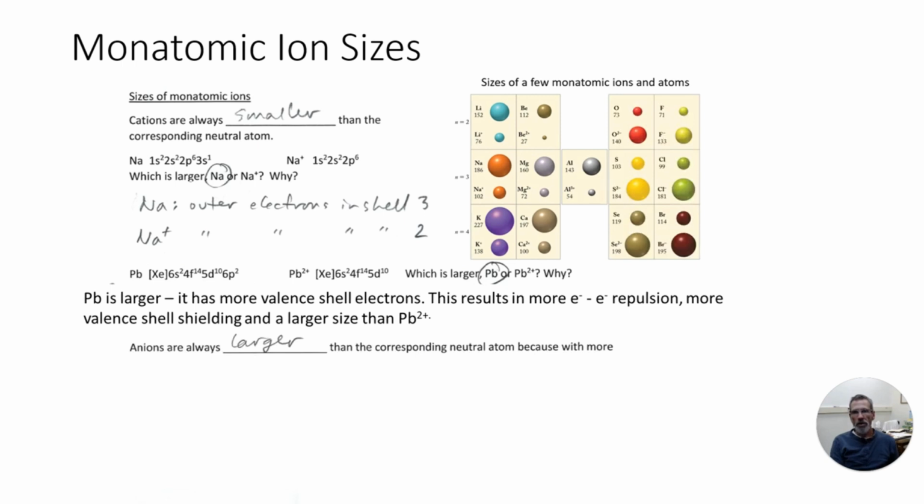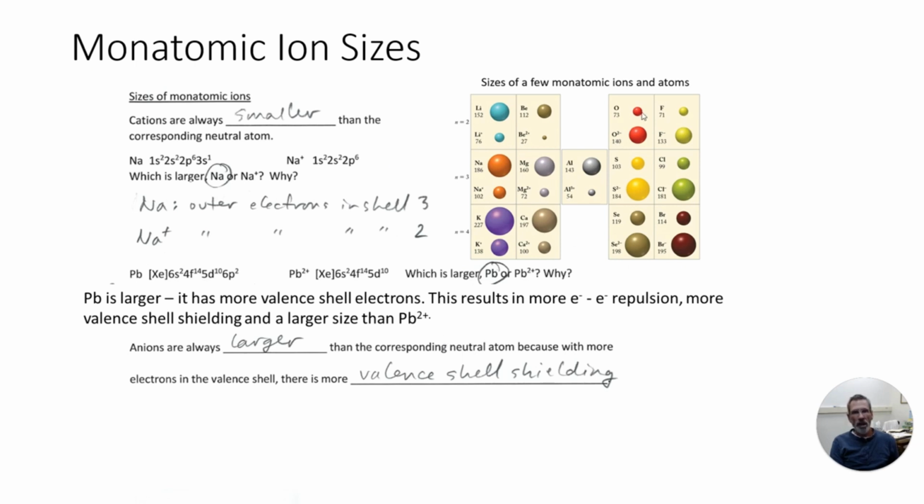So when we think about the same ideas with regard to anions now, they're going to be made from nonmetals. Anions are always larger than the corresponding neutral atom, and the reason has to do with our explanation that we used for lead. Anions are larger than their parent neutral atom because with an anion we have more electrons in the valence shell, and the atom is going to be larger because those electrons repel each other.